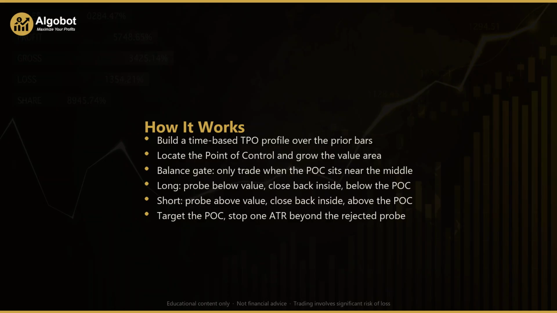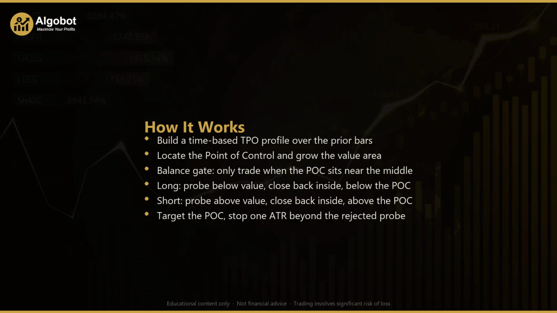The value area is then grown outward from the point of control, always stepping toward the busier neighboring bucket, until it holds the chosen percentage of total time activity. The lower edge becomes the value area low, and the upper edge becomes the value area high. Now the entries. For a long, the strategy detects that the just closed bar's low poked below the value area low, but the bar closed back inside value, above that low edge, and still below the point of control. That's a rejected below value auction. The EA signals a buy, targets the point of control, and places its stop 1 ATR below the probe low.